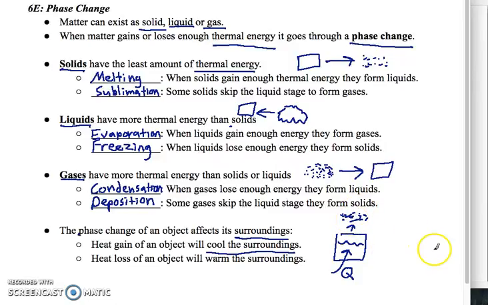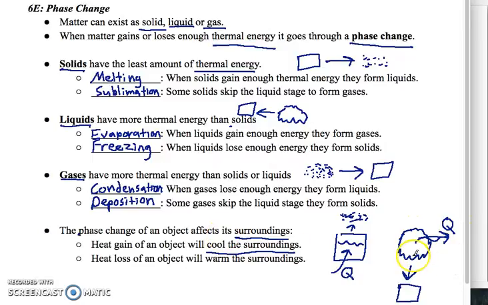Okay, and the other thing to remember is, the opposite's true. So if you have liquid water and it freezes, going from a liquid to a solid, for that to happen you have to lose heat, basically. You have to lose thermal energy. There has to be a heat loss to form a solid.